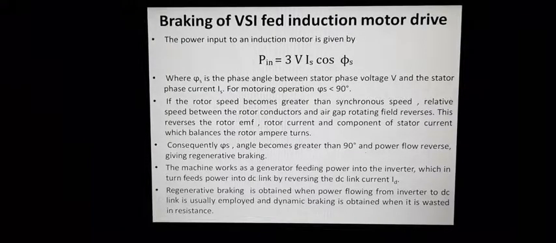In a much simpler way, suppose during motoring operation the synchronous speed is 1500 rpm. If the motor is running at 1450 rpm, the relative speed will be 1500 minus 1450, that is 50 rpm. If the same locomotive is descending and its speed is greater than the synchronous speed, suppose around 1550 rpm or 1600 rpm, the relative velocity will be 1500 minus 1600. Definitely the polarity of the relative velocity has been reversed.